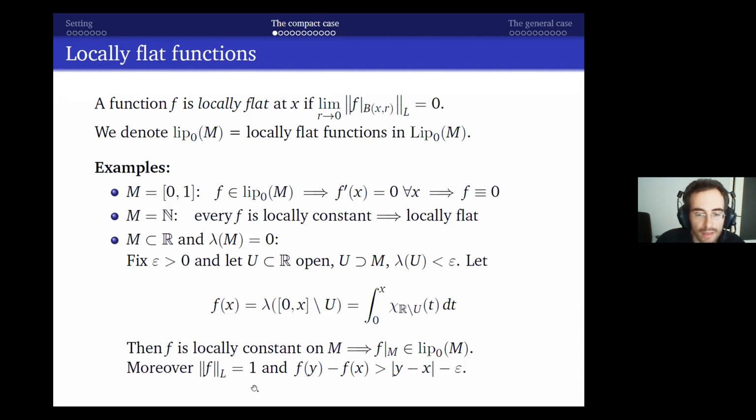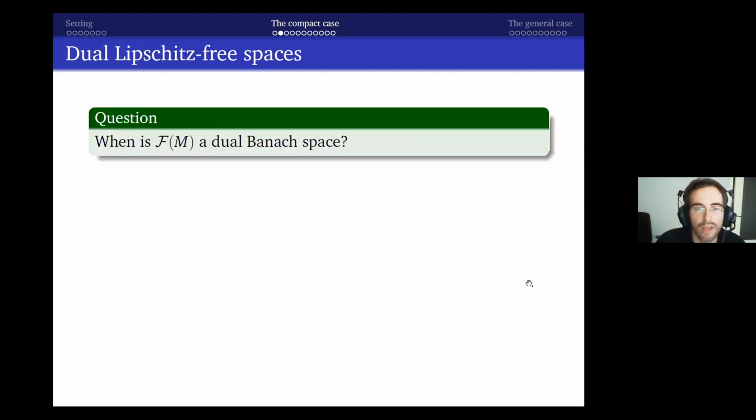But in this case, the function has Lipschitz norm 1, and it also has this separation property here. So it maps two different points into values which are almost separated by their distance. So while not every Lipschitz function is locally flat in this case, they are dense anyway. And this seems kind of disjoint from the rest of the talk. Why would I even talk about this? We will see the reason now.